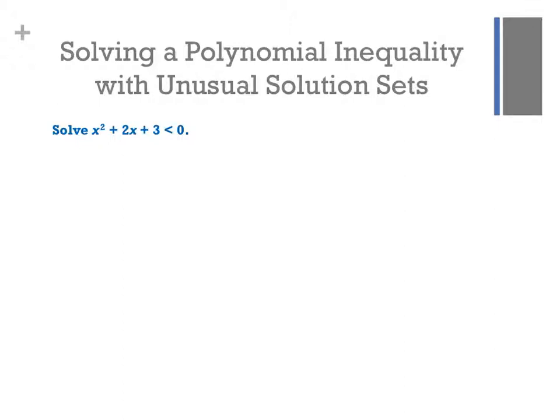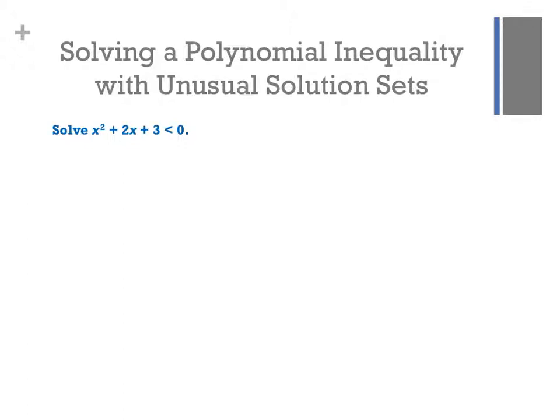So you should already be familiar with solving a polynomial inequality from video 2.6.1 and 2.6.2. But what we're going to talk about in this video is solving a polynomial inequality when it has an unusual solution set. So our first example says solve x squared plus 2x plus 3 less than 0.